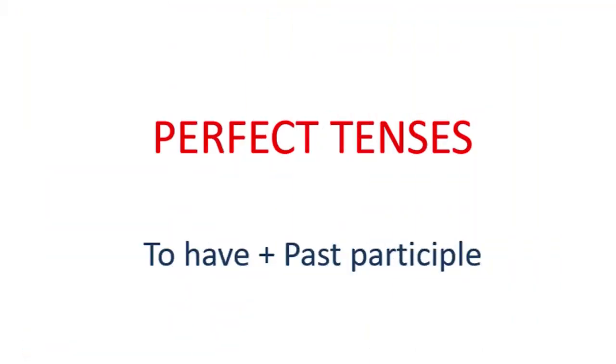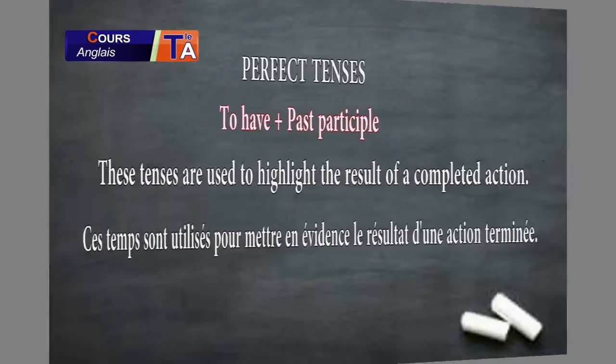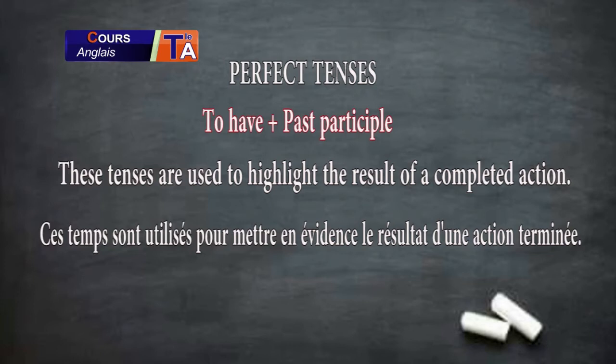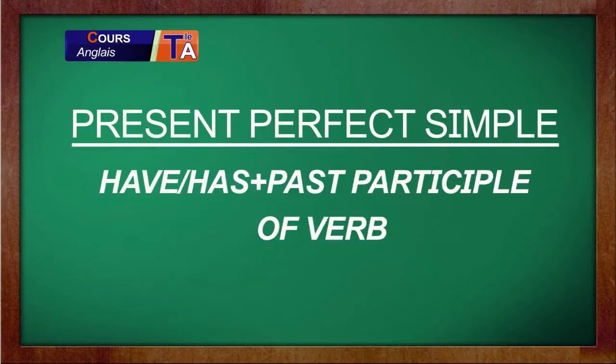Today we're going to tackle perfect tenses. Have plus past participle of the verb. These tenses are used to highlight the result of a completed action. Let's see first the present perfect simple. Have or has plus past participle of the verb.